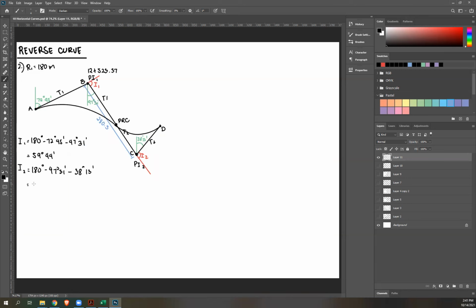So the answer was 94 degrees 16 minutes. Okay, I successfully got I1 and I2. Now, I got I1, R1, I can solve for T1. So T1 is R1 tangent I1 over 2. We got all of that. R1 is this, I1 is this. Please solve what's T1.